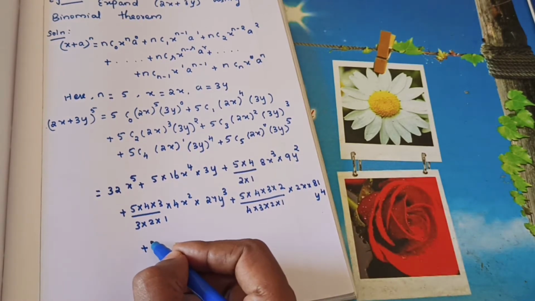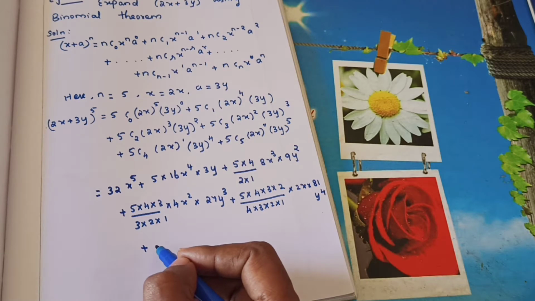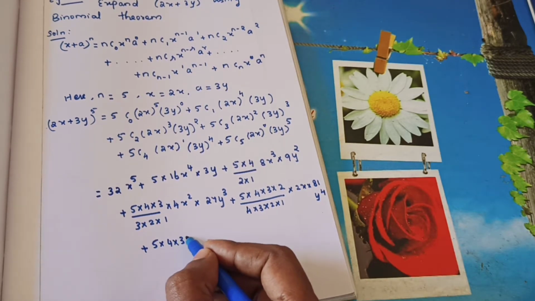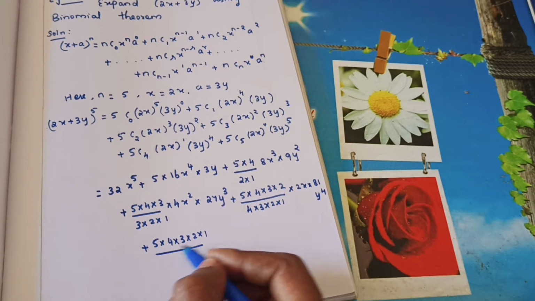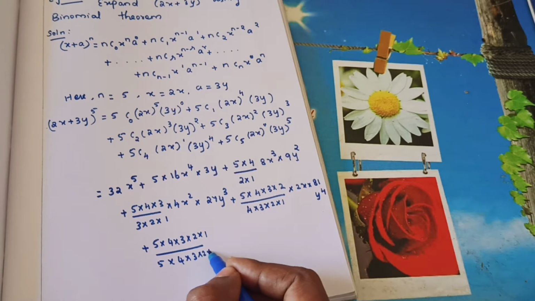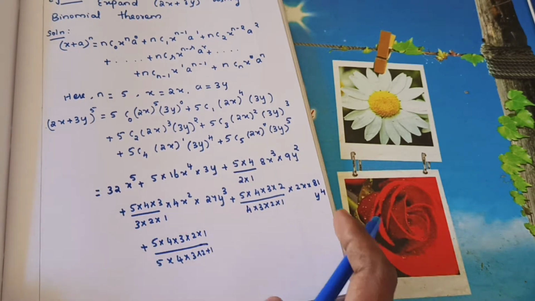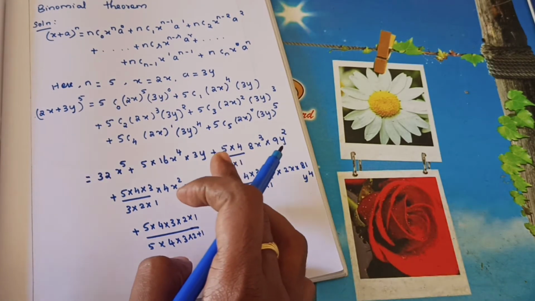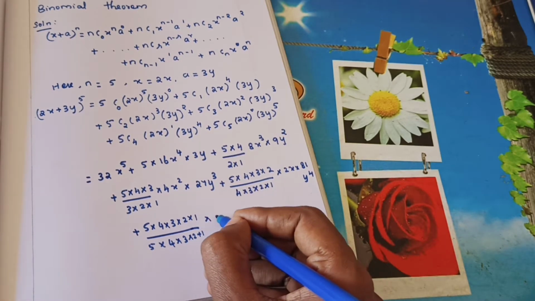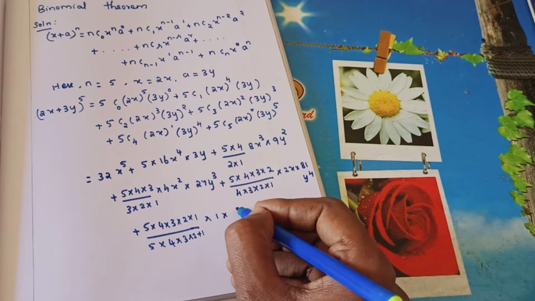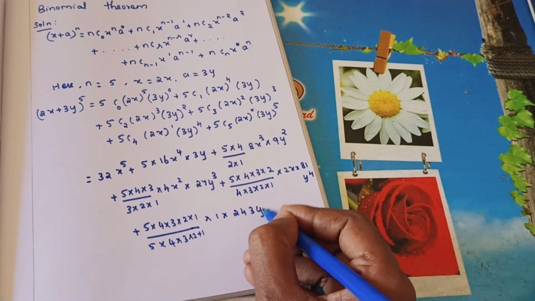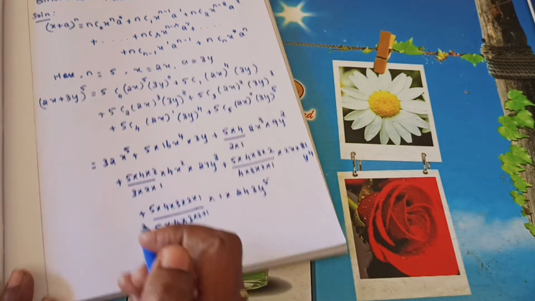Plus then 5C5, is it right? So 5C5, what's the value we'll get? 5C5 means 5 into 4 into 3 into 2 into 1 divided by 5 into 4 into 3 into 2 into 1. For your easier understanding I am writing all the steps. Otherwise directly you will write, because the reason is 5C5 means you will get 1. Okay, 2x power 0, the value is 1, correct? 3y power 5. So 81 into 3 means 243 y power 5. Just to simplify, that's the answer.